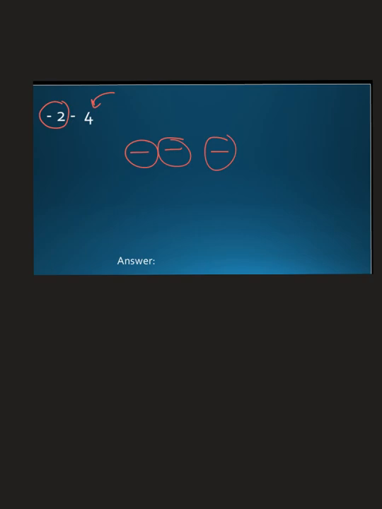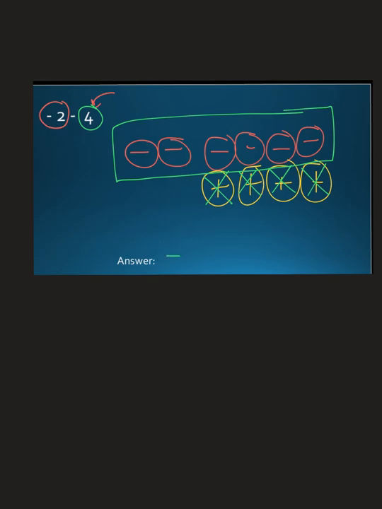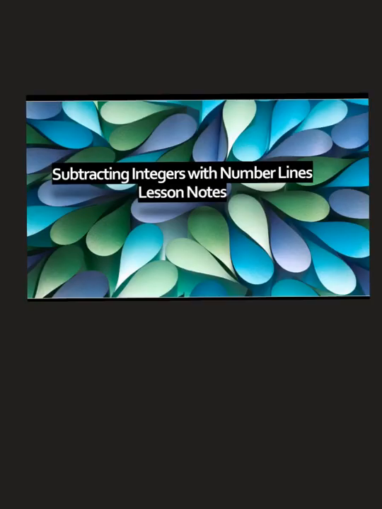So there's 1 negative and a positive, so there's 1 zero pair, 2 zero pairs, 3 zero pairs, and last one, 4 zero pairs. Now I'm taking away 4 positives, so I can cross out 1, 2, 3, 4 positive chips. So I'm left with 6 negatives, which would be my answer, -6. All right, just like with adding integers, we can also model using a number line. So that's what we're going to take a look at next.